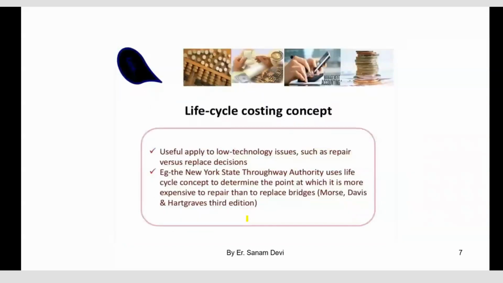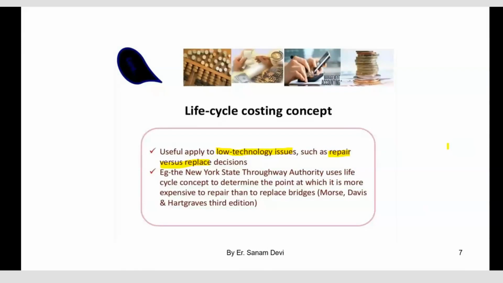What is the concept? The concept is useful to apply to low technology issues, such as repair versus replace decisions. What does a repair versus replacement decision mean? If we read about life cycle costing, see, I'm buying one bicycle. I bought a bicycle and used it for 10 years. After that, it required repair.